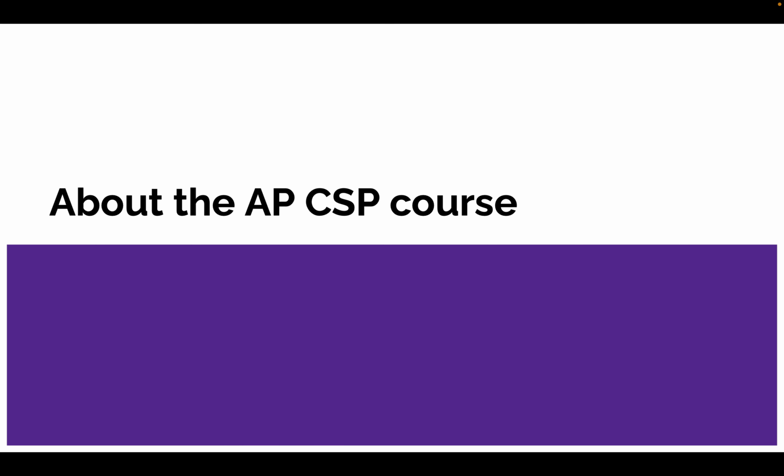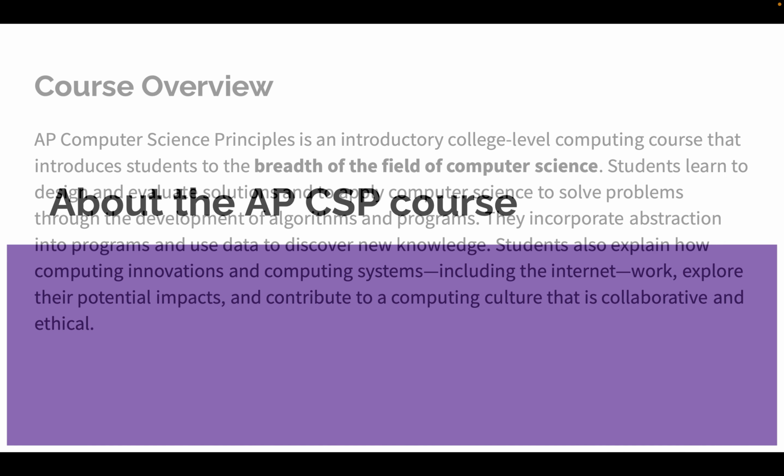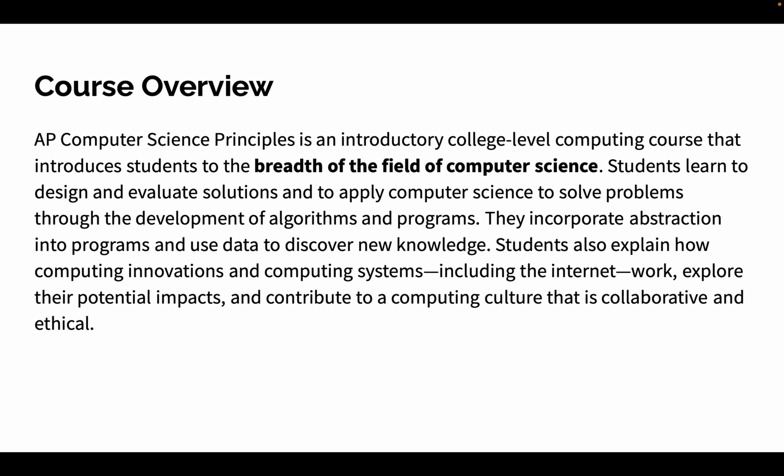First, let's take a look at the AP Computer Science Principles course as it's defined by the College Board. This is the official course overview for Principles. That first sentence is most important. AP Computer Science Principles is an introductory college-level computing course that introduces students to the breadth of the field of computer science. So this course is not about just coding all year long. It is a taste of multiple areas within the very broad field of computer science.